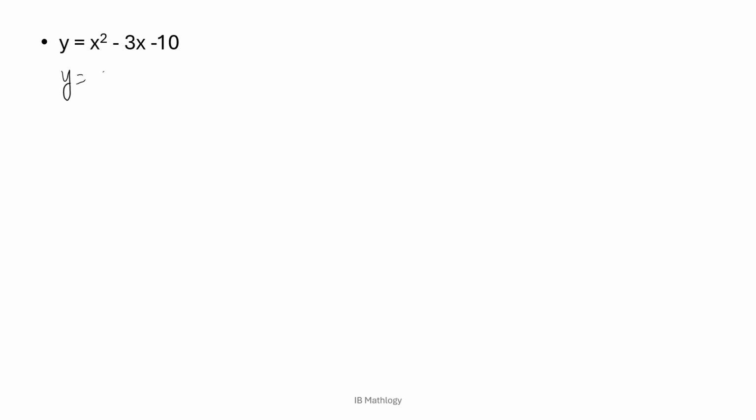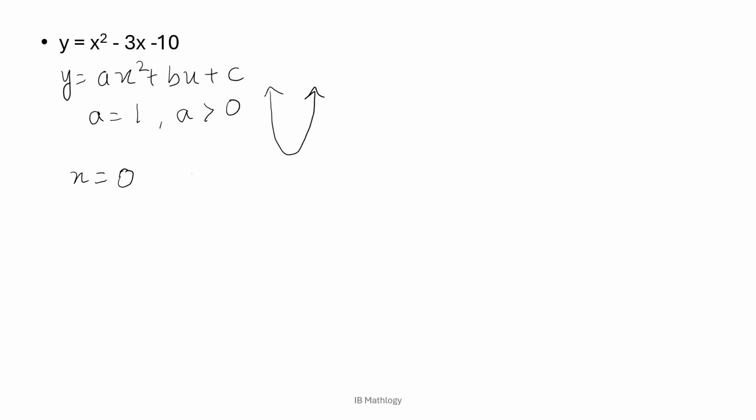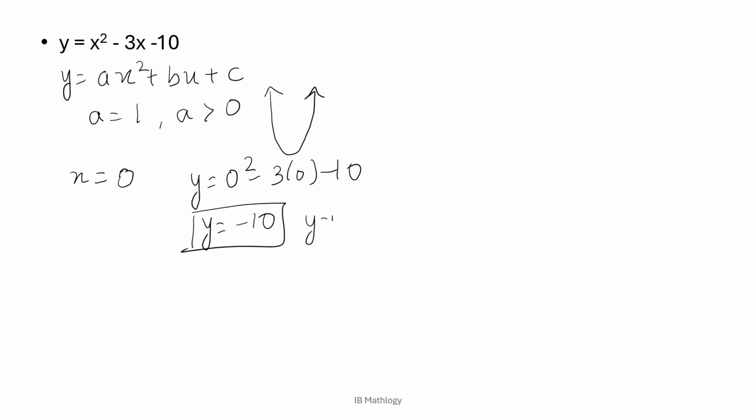Let's first compare this with the standard quadratic equation ax² + bx + c, and we can say that a is equal to 1. It means the a value is greater than 0. So the parabola has a shape like this. Now let's find out the intercepts. First we will find the y-intercept. For that we have to put the x value as 0. So I can write y = 0² - 3 × 0 - 10. So my y-intercept value is -10.